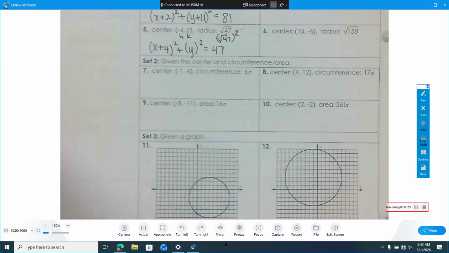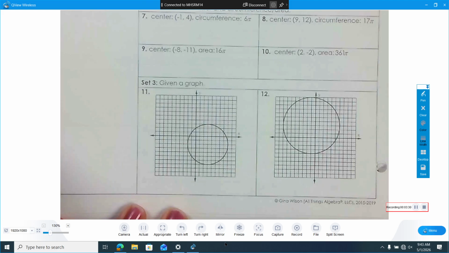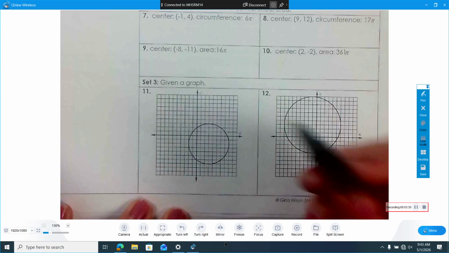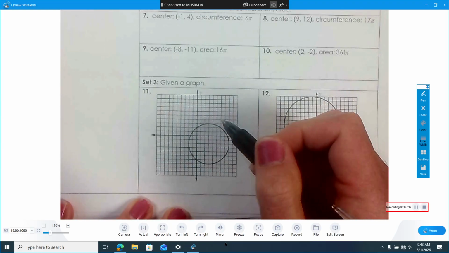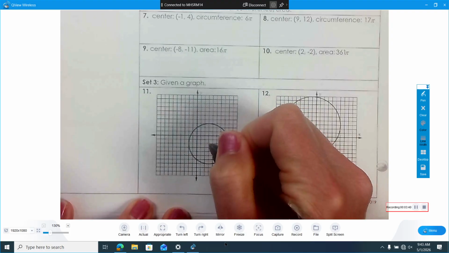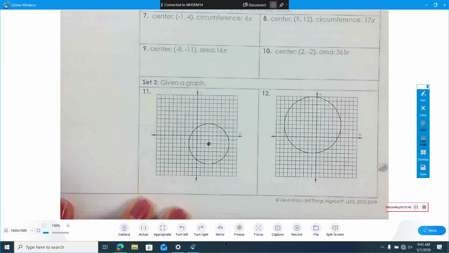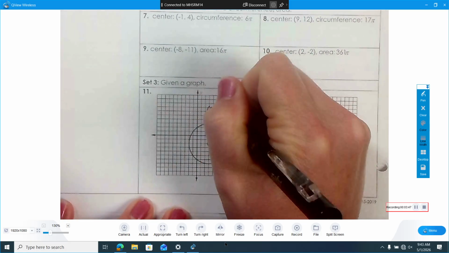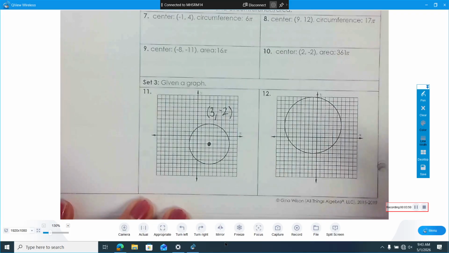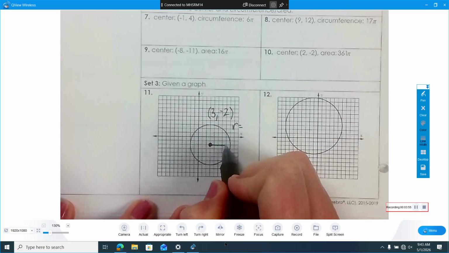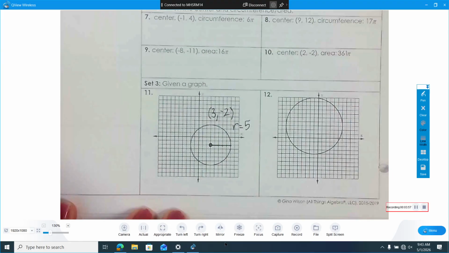You guys have already done this, so given a graph, what do we need to know if we're given the graph? The center and the radius. Yeah, so can we like figure out where the center is here? Yeah, it's pretty easy to tell. Is it 3, -3 or 3, -2? -3. Yeah, so the center's at 3, -2. And what's our radius then? 1, 2, 3, 4, 5. Yes. All right, so it's pretty easy to deduce where that center is.